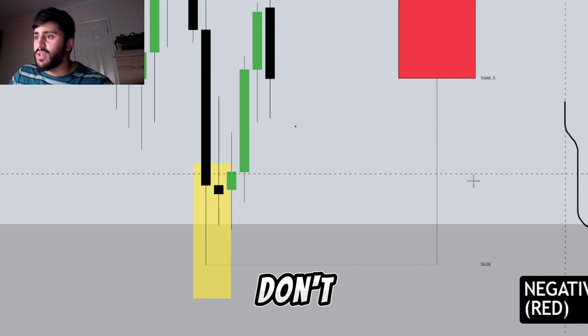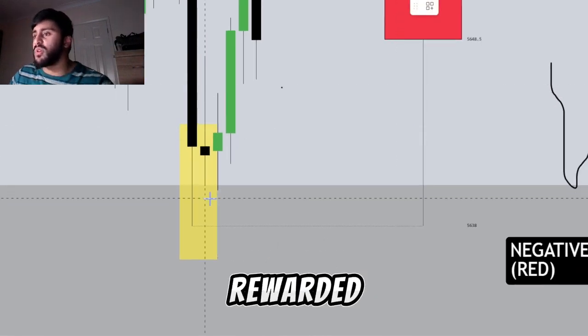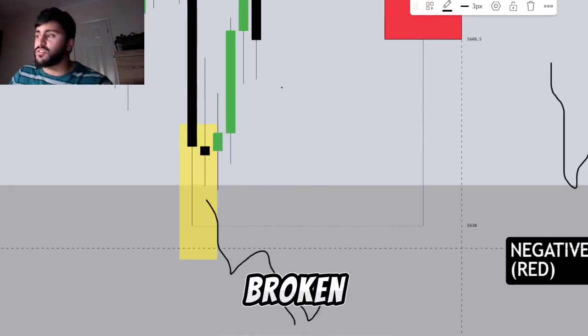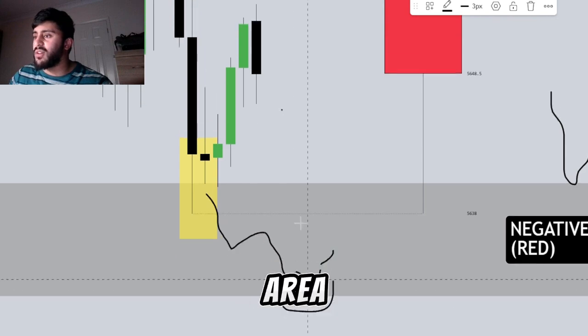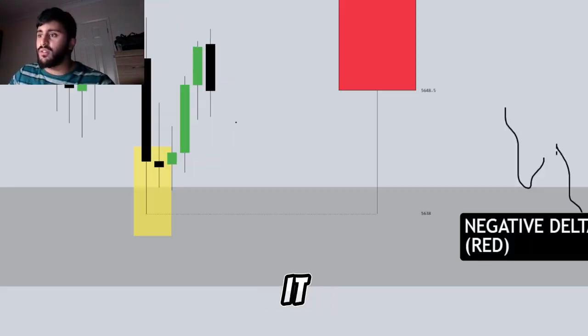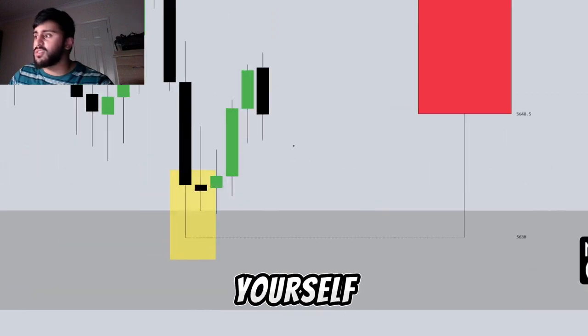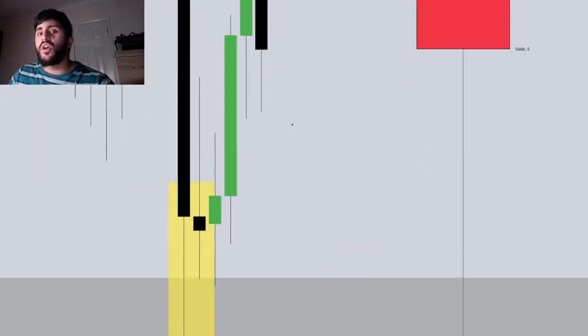Well, in fact, they don't get rewarded, because if these sellers were rewarded, they would have successfully broken the zone, right? They would have broken below this area. But in fact, they haven't. So you want to look at it logically. You want to ask yourself this one question.